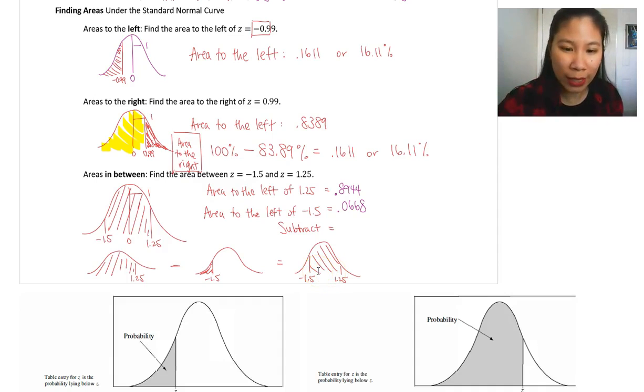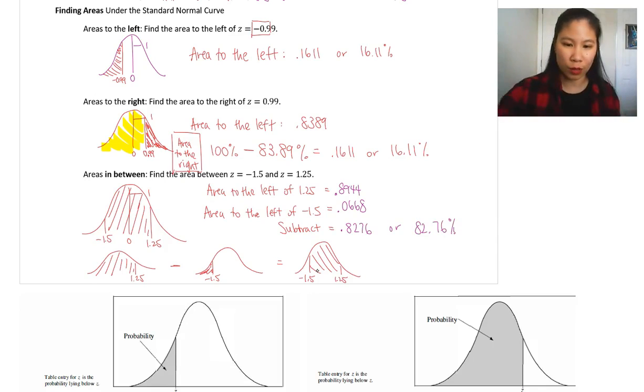So subtracting, 0.8944 minus 0.0668 gets me 0.8276. Or if you want to think about that as a percent, this would be 82.76%. Which kind of makes sense, because if we look at what's in the middle, this is a bigger area. So yeah, the 82% makes sense.